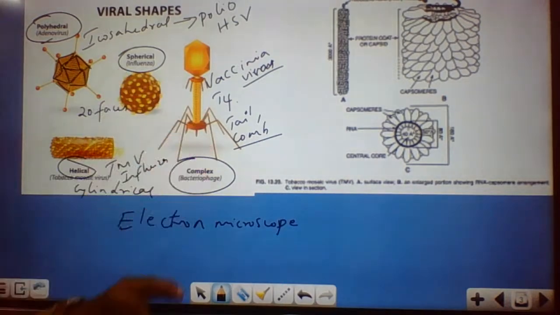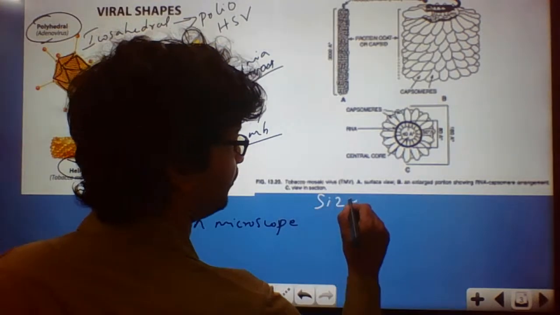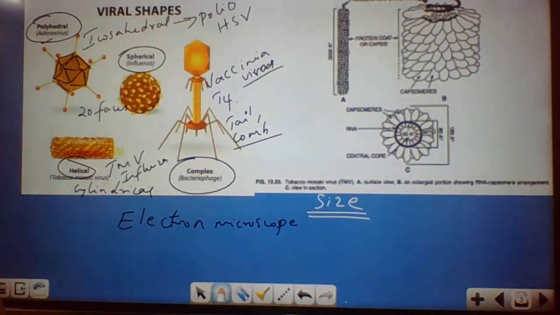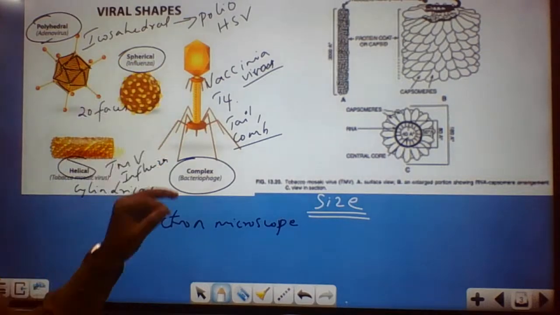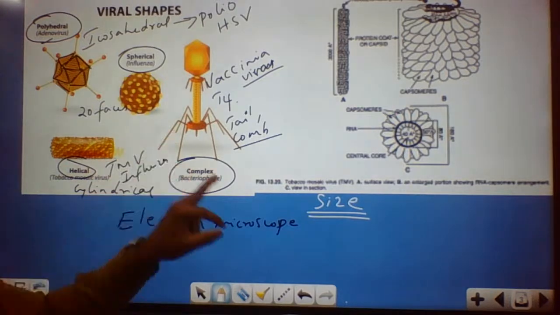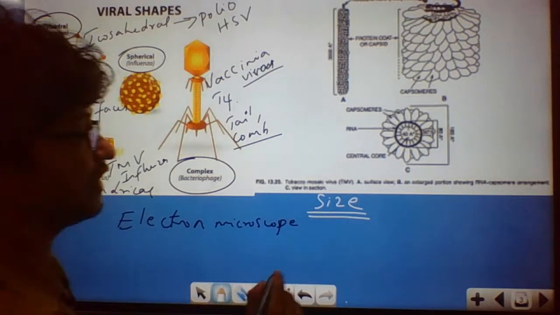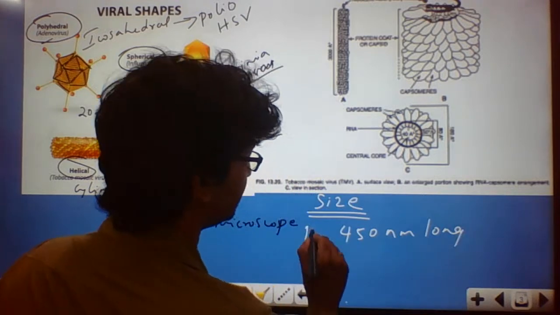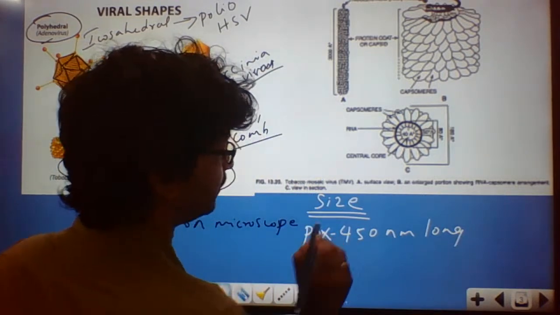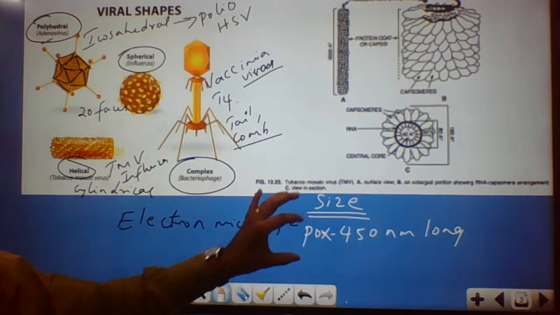Fine. Coming to the size and the shape of the organisms. Can someone tell me which is the largest virus? Coming to the size of the viral groups: retroviruses like HIV come under the spherical shape. As far as size is concerned, pox seems to be the largest virus, which is 450 nanometers long. This is the poxvirus, the largest one.